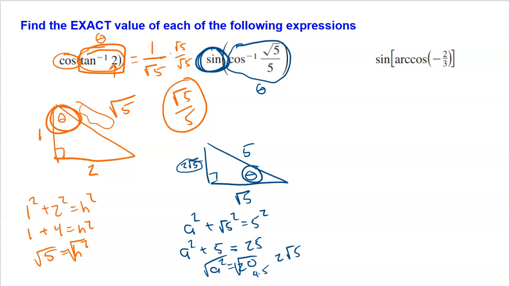Now, again, what did the question want? The question wanted me to find sine. Okay, this is easy. Sine of this angle is the opposite, 2 radical 5, divided by the hypotenuse, 5. There's my answer. I mean, come on, it's not that hard. All right, last problem of the day.